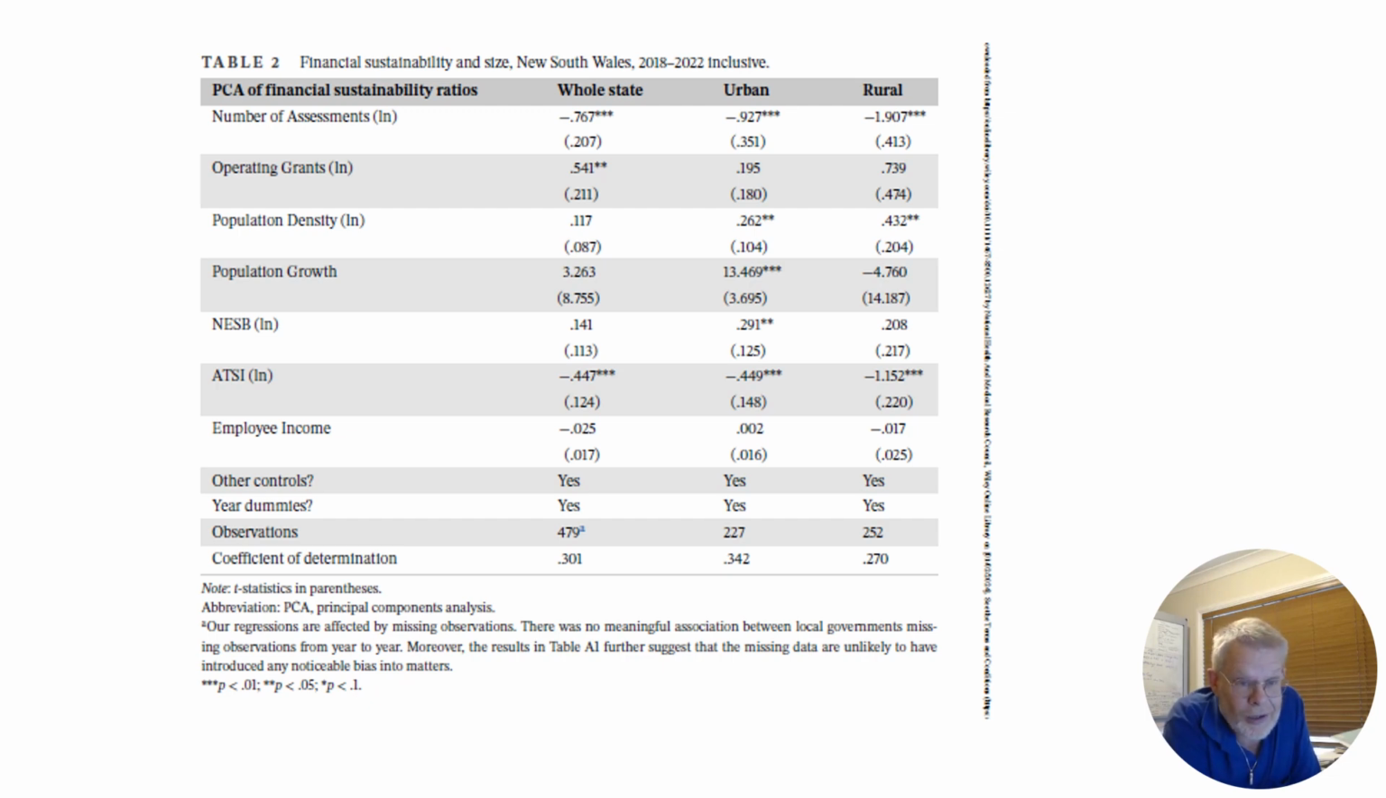The key things, that top line, they all have 3 stars. What does that mean? It means it's highly statistically significant. It means that there's absolute statistical certainty that these are true results that you can rely on.